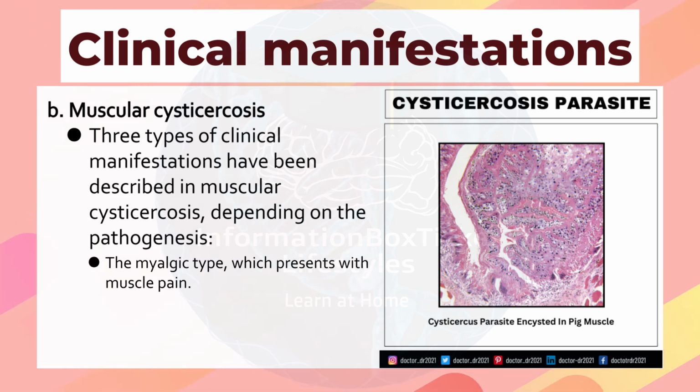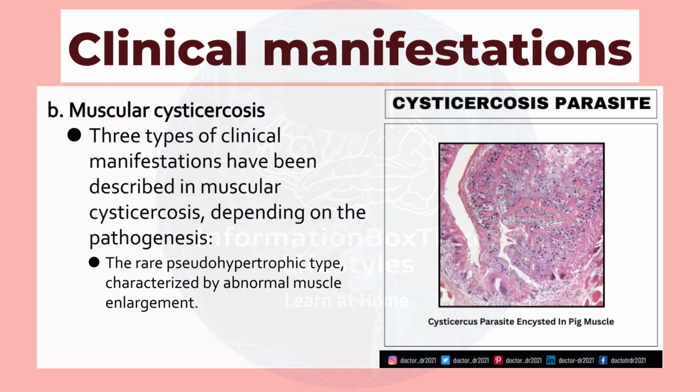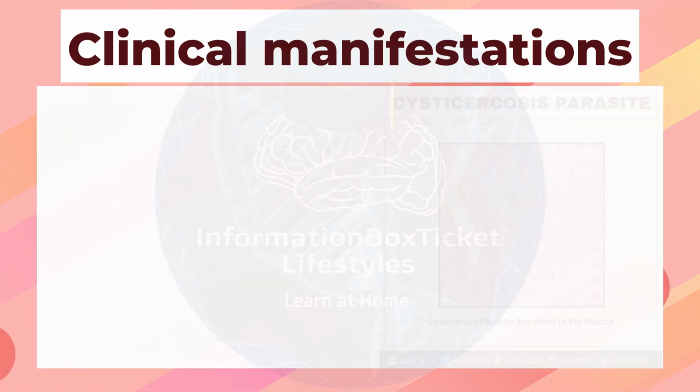The myalgic type, which presents with muscle pain. The mass-like, pseudotumor, or abscess-like type, which resembles a tumor or abscess. The rare pseudohypertrophic type, characterized by abnormal muscle enlargement.